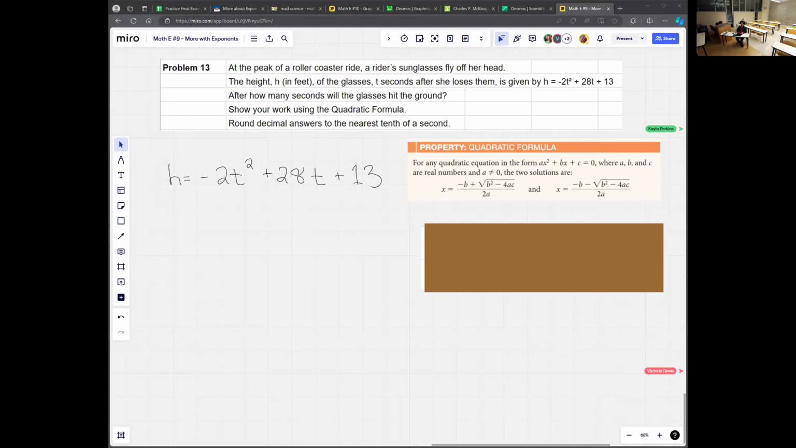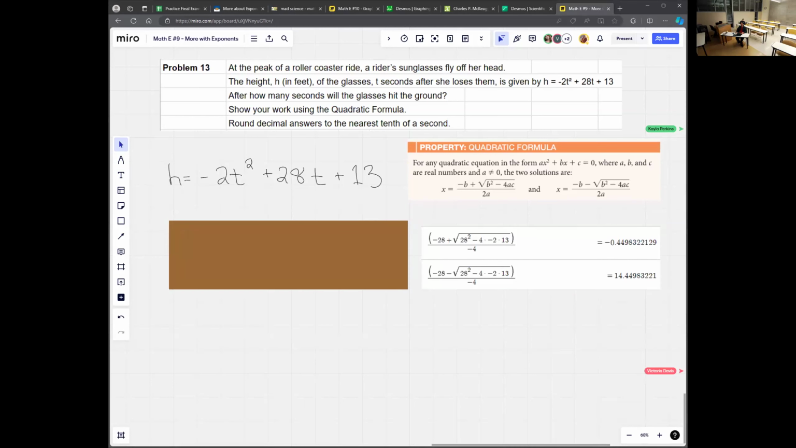If you are looking at this board later, hopefully someone has put the brown paper back to hide your answer, but here we go. Ta-da! The positive answer I got is about 14.4 seconds. Maybe I did this right.